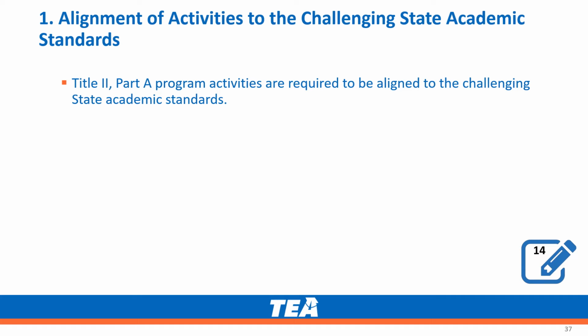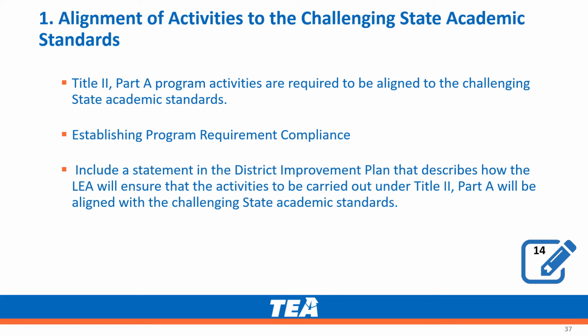We have spent quite a bit of time talking about areas of focus and allowable activities. Let's talk about several key compliance requirements. We have mentioned already that Title II Part A program activities must be aligned to the state academic standards. An easy way to document this is to include a statement in the district improvement plan that describes how the LEA will ensure that activities to be carried out under Title II Part A will be aligned with the challenging state academic standards. The LEA should also retain activity documentation.